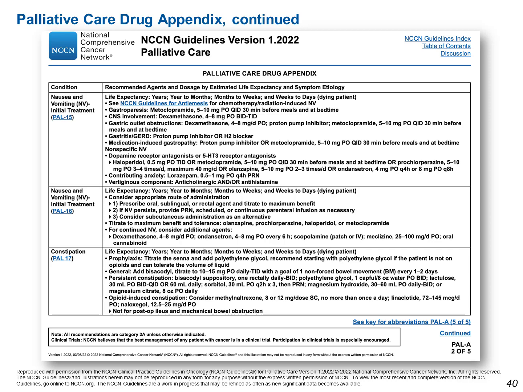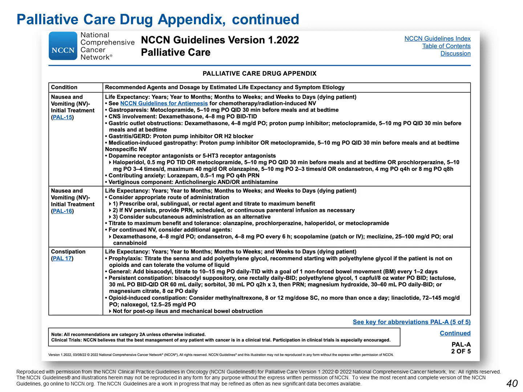Gastritis and GERD have to be kept in mind and may need proton pump inhibitors, medication-induced gastropathy, again metoclopramide, then non-specific nausea vomiting with 5-HT3 receptor antagonists or dopamine receptor antagonists. Haloperidol can be a good rescue, 0.5 milligrams PO TID, or metoclopramide, 5 to 10 milligrams PO QID 30 minutes before meals and at bedtime. Or compazine, maximum daily dose 40 milligrams daily, or olanzapine, ondansetron being a commonly used drug.